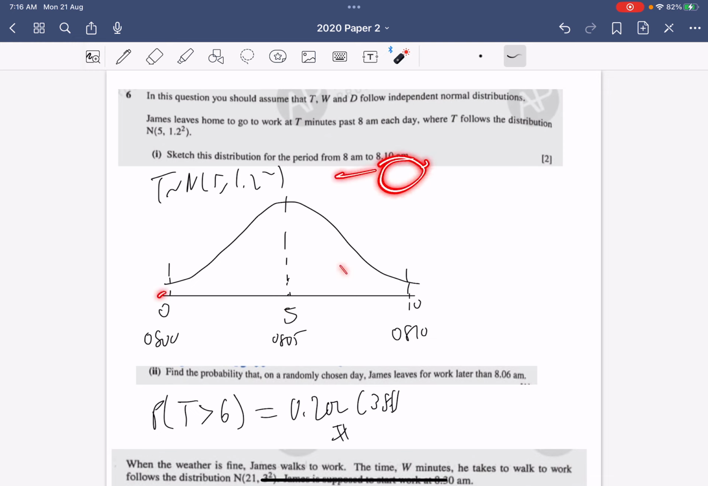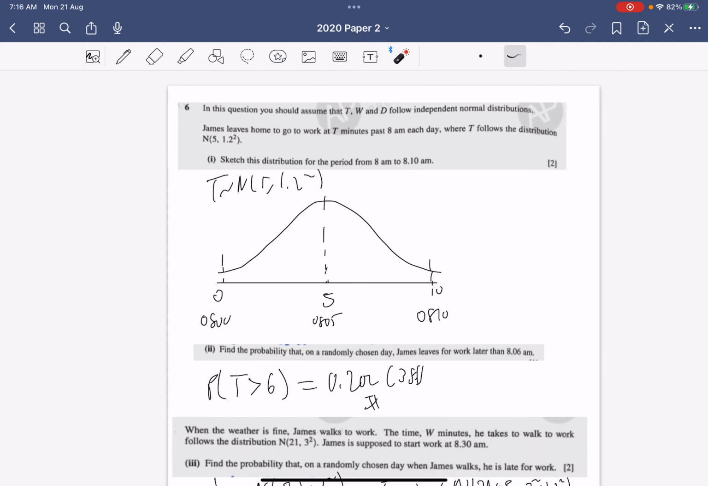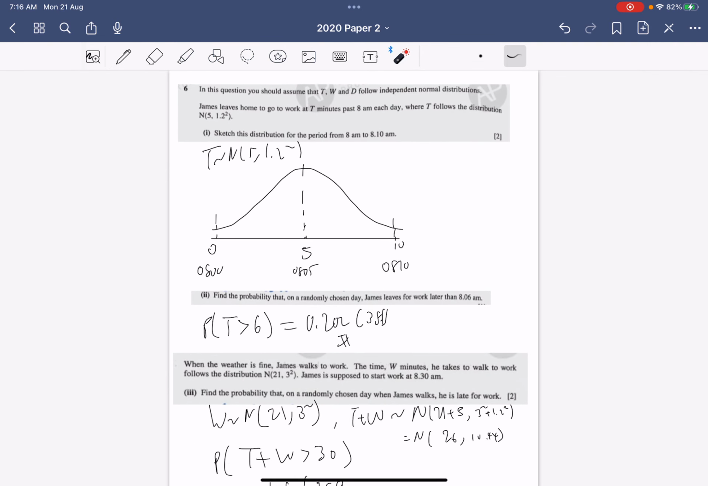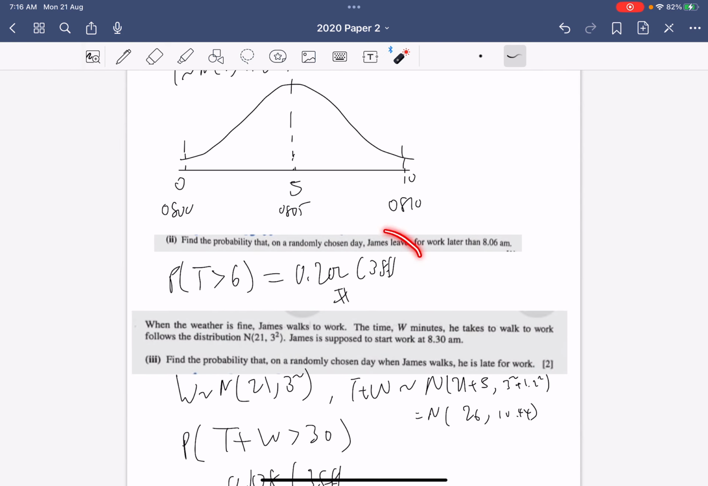And 8:10 is just 5 minutes away. So actually this part and this part, the lengths are equal. And so as a normal distribution, they should be symmetrical. Now we need to find the probability that James leaves for work later than 8:06. And so that's the probability T is larger than 6, which is just 0.202. So you can just use your GC for this.